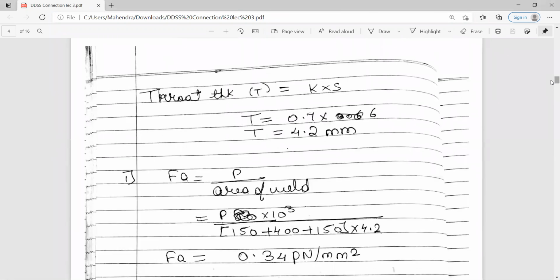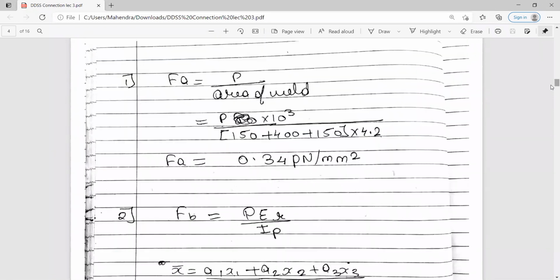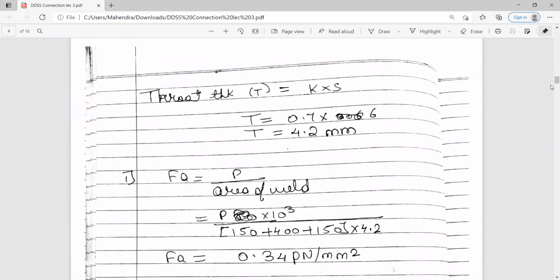So throat thickness, that is capital T. As I have already told you, the formula to calculate throat thickness T is K into S. Here K is nothing but the constant. Here also they have not given you the value for K. So whenever the value of the constant is not given, you have to consider it as 0.7 each and every time. So K is 0.7 and the size of weld is given to you, that is 6. So the value of throat thickness will be 4.2 mm.